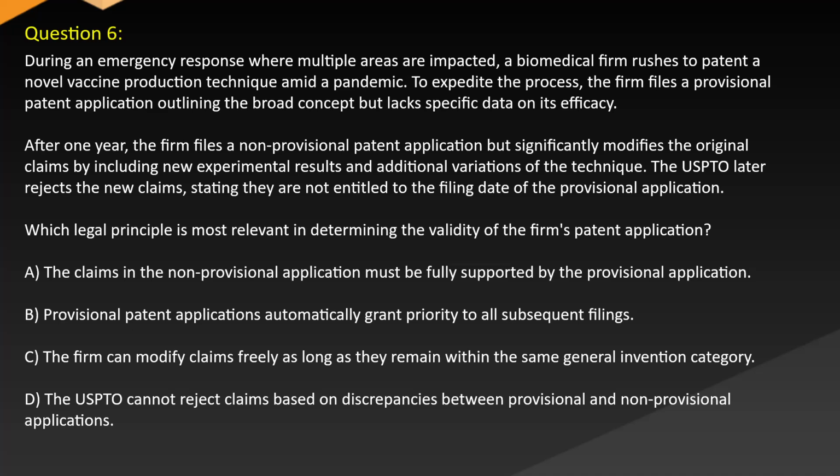Which legal principle is most relevant in determining the validity of the firm's patent application? A. The claims in the non-provisional application must be fully supported by the provisional application. B. Provisional patent applications automatically grant priority to all subsequent filings. C. The firm can modify claims freely as long as they remain within the same general invention category. D. The USPTO cannot reject claims based on discrepancies between provisional and non-provisional applications.